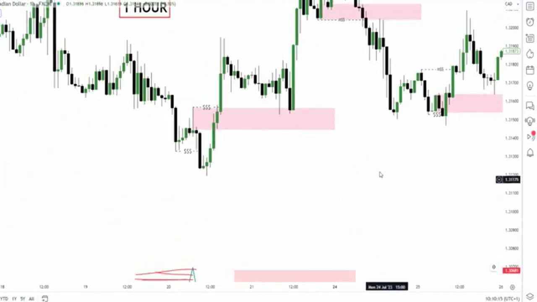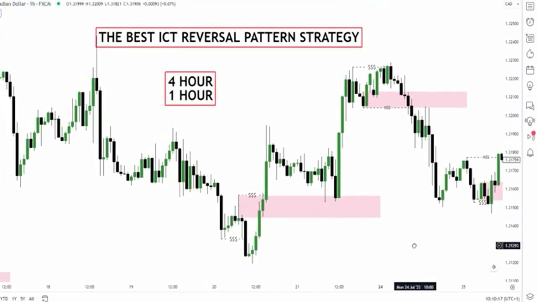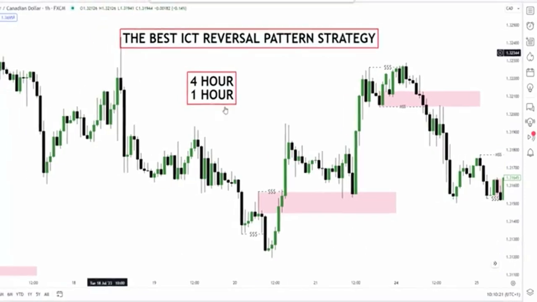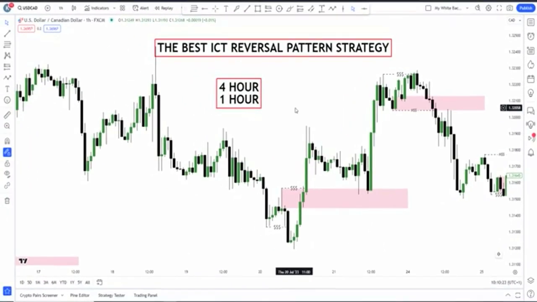So let's look at what we have here. I've already delineated everything so we can have less stress. This is the 1 hour time frame on USD CAD. You can do it on any asset, whether crypto, futures indices, synthetic indices, or stocks, whatever the name of the asset you're trading, you can easily use this strategy.